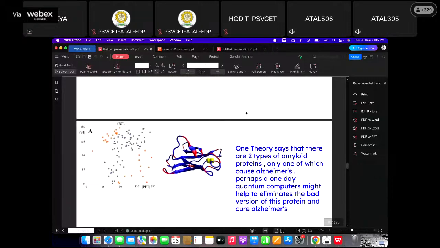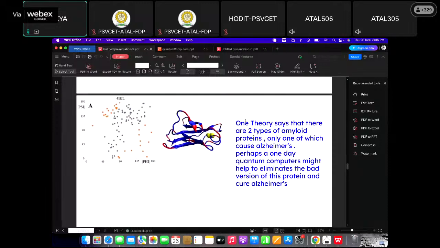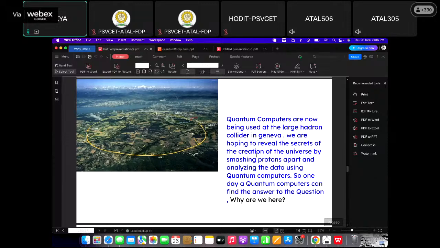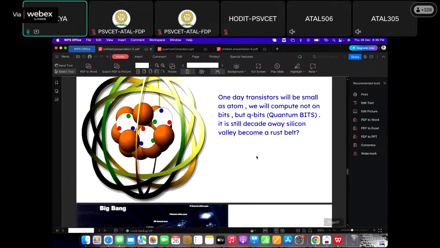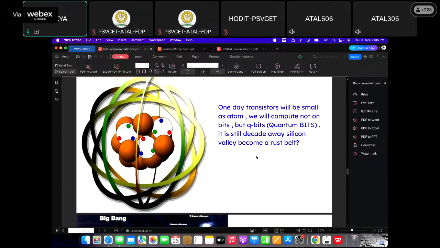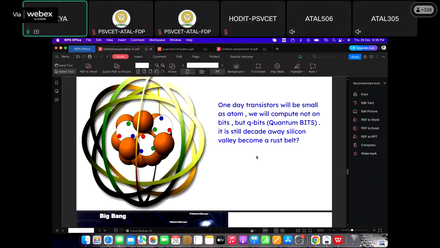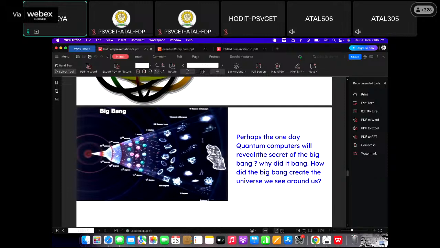Okay, this is all about Alzheimer's. If you want to remove any bad proteins, you can remove them with the help of quantum computers. Even quantum computers used in corridors in Geneva, we are hoping to reveal the secrets of why we are here. Then one day transistors will be as small as atoms. We will compute not as bits but qubits. This is all about the Big Bang theory. Perhaps one day quantum computers will reveal the secret of the Big Bang.